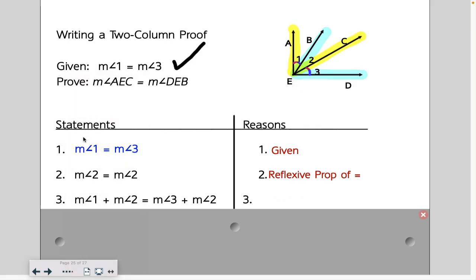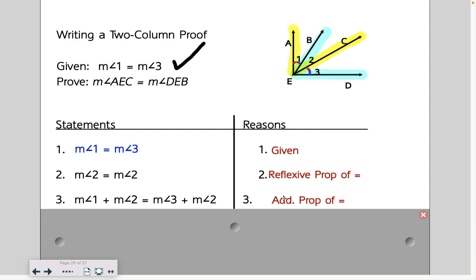What would you say for a reason for that? You need justification. That's not the transitive property. Oh, look at what we're doing. We're adding the same thing to each side. Addition property of equality.